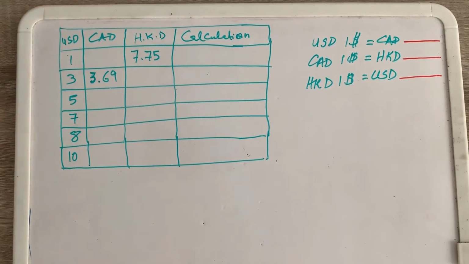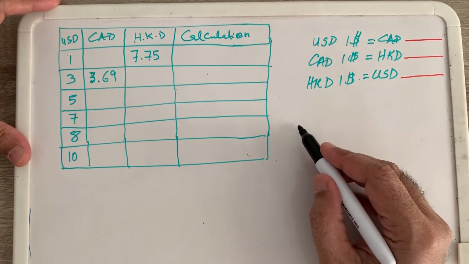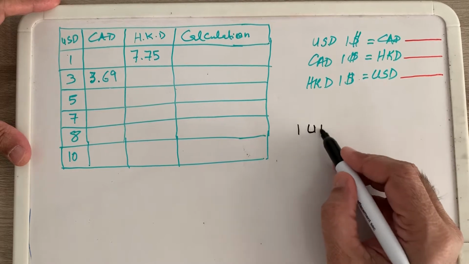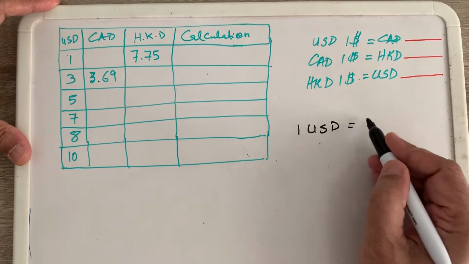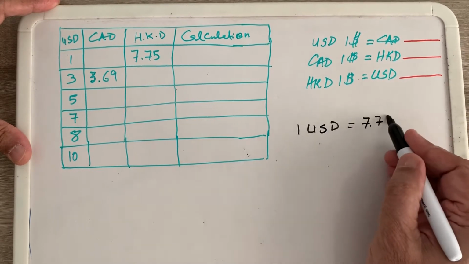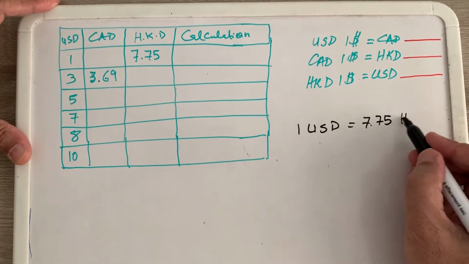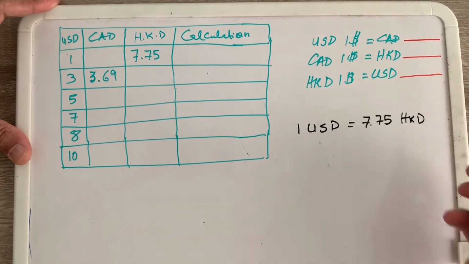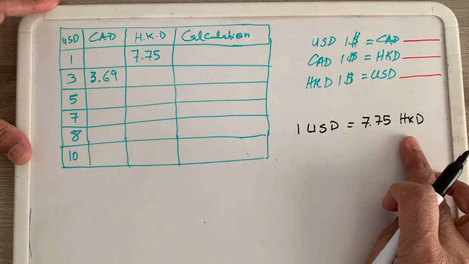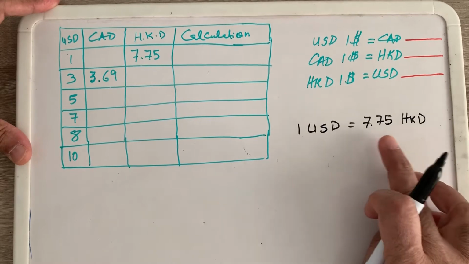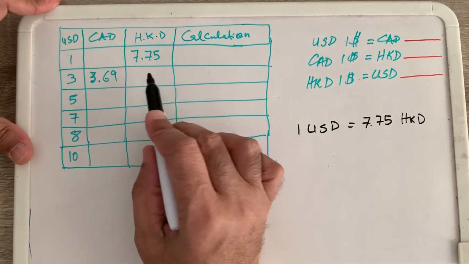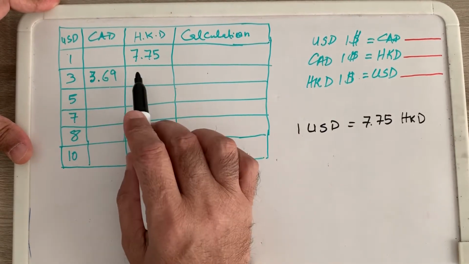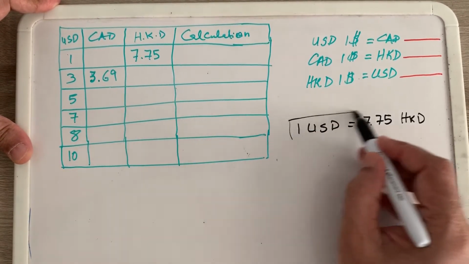So the important thing is that one thing is easy: 1 USD, which is given, 1 USD is equal to 7.75 HKD, Hong Kong dollar, right? So if you want to change any USD, you have to multiply by 7.75. So here everything is easy to fill in for HKD, because the HKD relationship is known in the table.